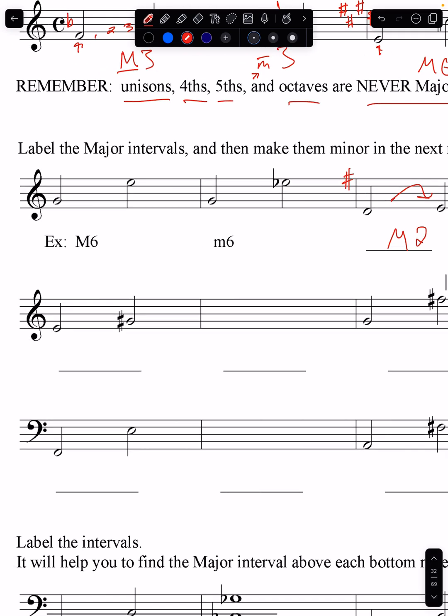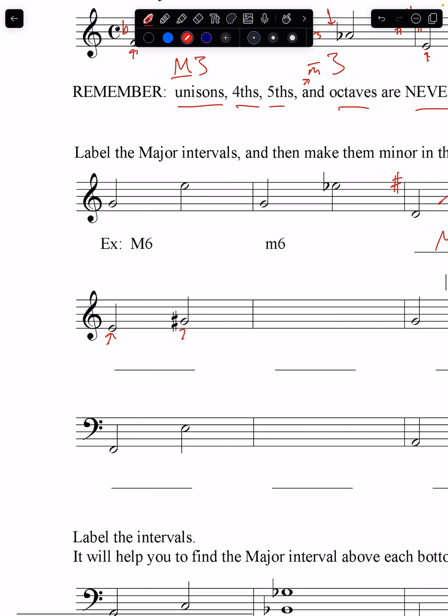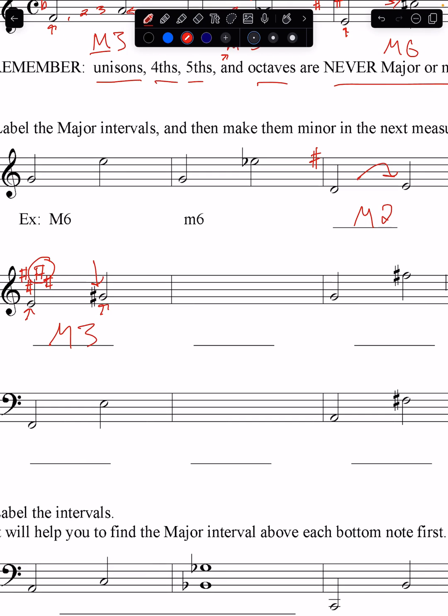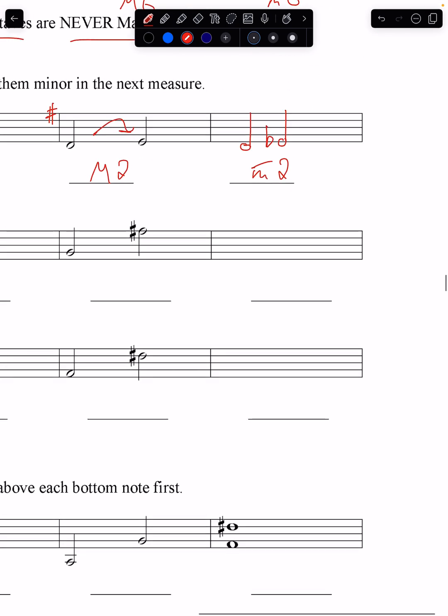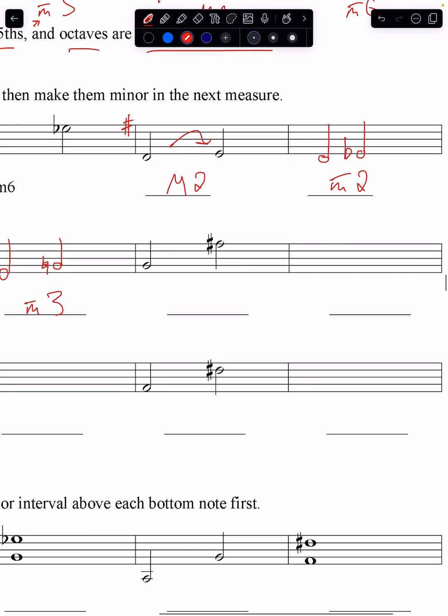So here, I have E and G sharp. I go F sharp, C sharp, G sharp, and D sharp. I see here that G is naturally sharped in the key signature, so that would be a major third. And in order to make that a minor third, I just don't put the accidental in there. I could put a natural just to kind of cover all my bases, but that will now be a minor third.